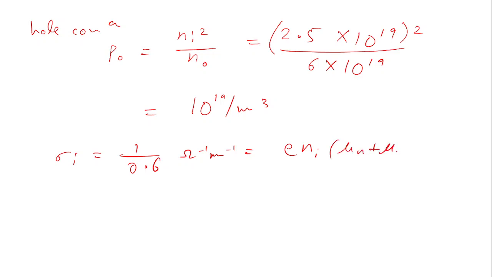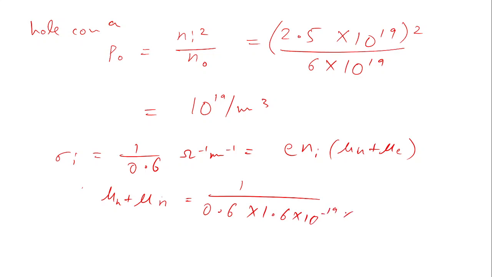Both holes and electrons are there. Conductivity is given, and this is the formula. So the mobility we will get, of hole and electron, will be 0.6 divided by 1.6 times 10 to the power minus 19 times 2.5 times 10 to the power 19. When we solve all this, we'll get 0.42 meter square per second.